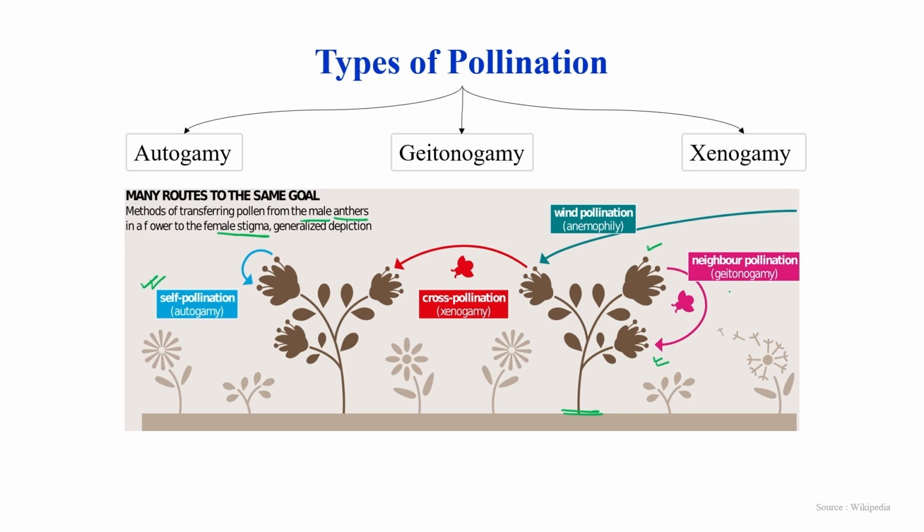When pollen is transferred from the anther of one flower to the stigma of another flower of the same plant, that time we can use the term geitonogamy. Transfer of pollen from one flower to the neighboring flower of the same plant occurs. That time, geitonogamy. And when transfer of pollen occurs from one flower of a plant to the stigma of another flower of some other plant, not the same plant but another plant, not the self plant, that time we can use the term xenogamy.